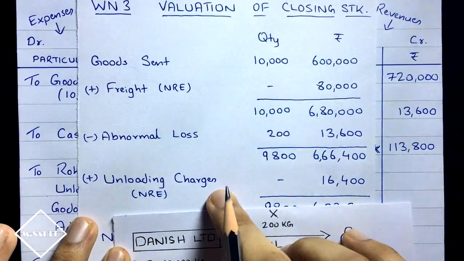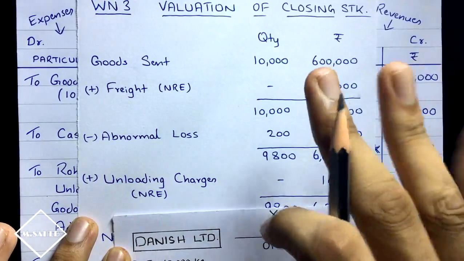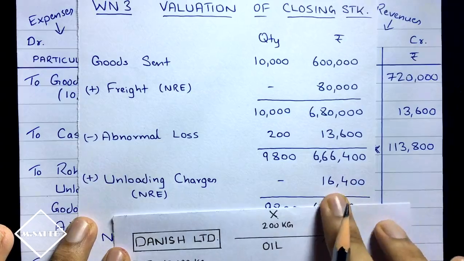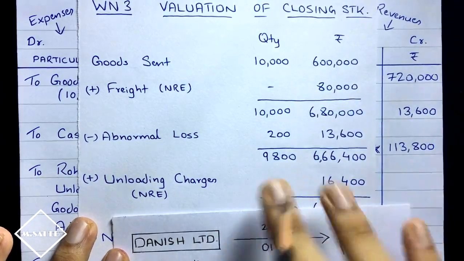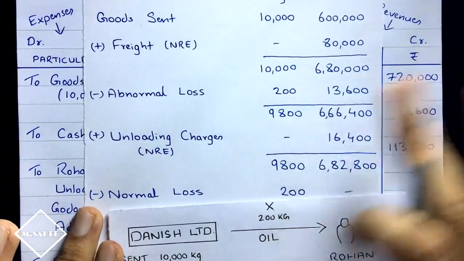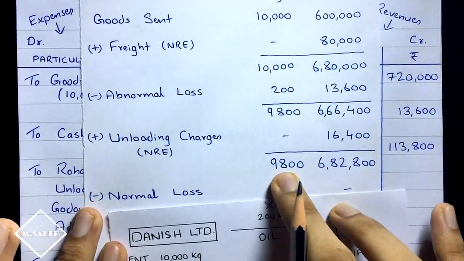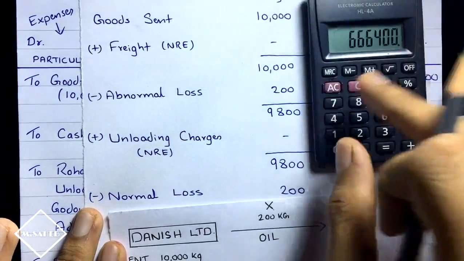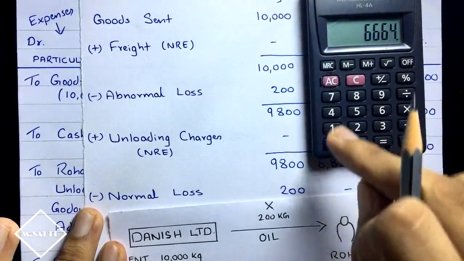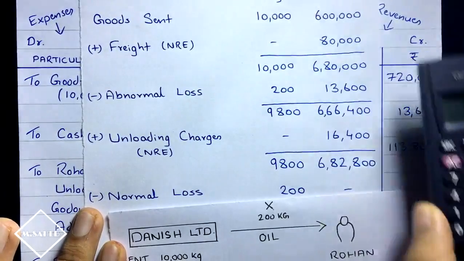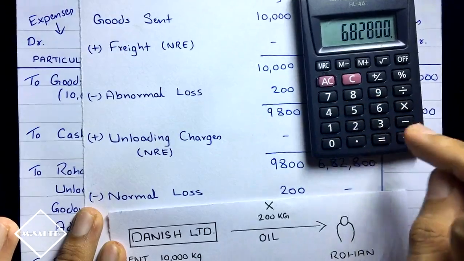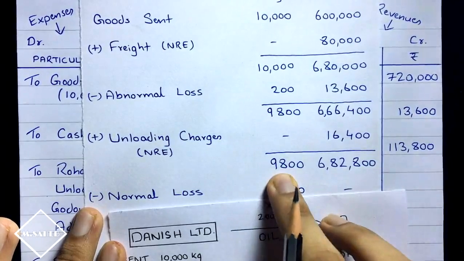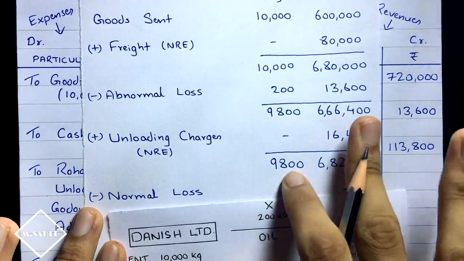You have to go in sequence. If you miss the sequence, then this entire thing will be wrong. It's very simple, just go in sequence, that's it, okay. So add the unloading charges, non-recurring expense of 16,400. Again, this will not increase or reduce the quantity, so the quantity will remain the same, but the value will increase. 6,66,400 plus 16,400 is equal to 6,82,800, and 9,800 is the quantity, which is constant.